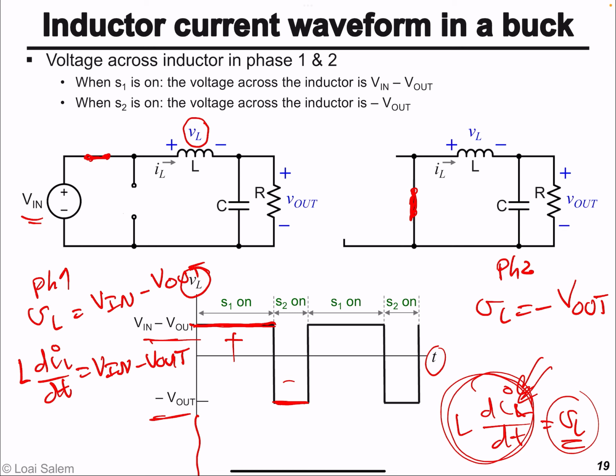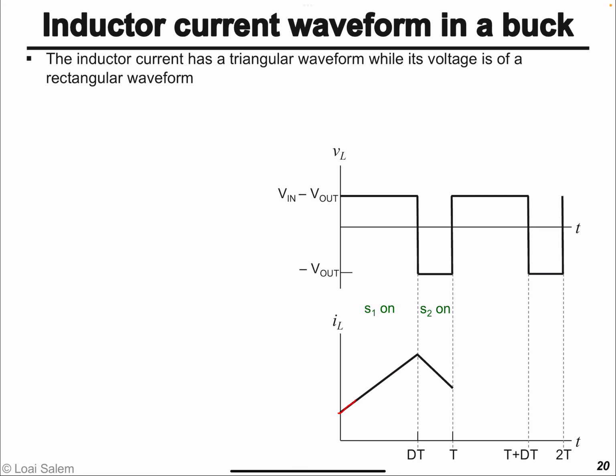In the first phase, since the constant is positive, this means the slope of the line is positive, so it's going to be a straight line increasing. In the second phase, because the constant is negative, it will be a decreasing line, a line with a negative slope, right? So we expect something like that, as shown here. The inductor current will look like that.